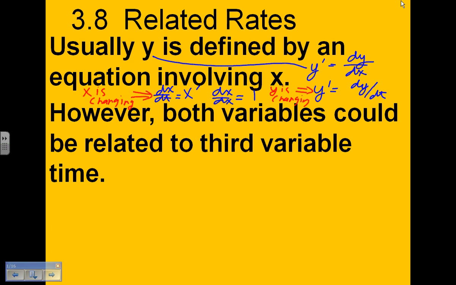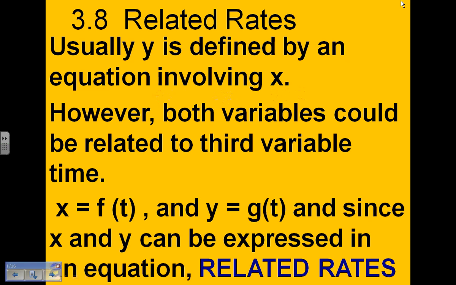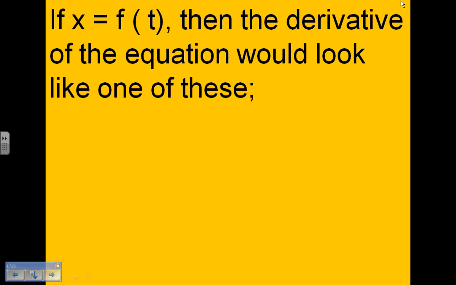Does time have to be accounted for in an equation to take the derivative of it? No, it doesn't. It doesn't have to be in there. You just have to know it's changing. That's kind of good. So, suppose x equals f of t, y equals g of t, and since x and y can be expressed in the equation, that's how they're related rates. We just talked about that with the ink that just left. They're related according to time.